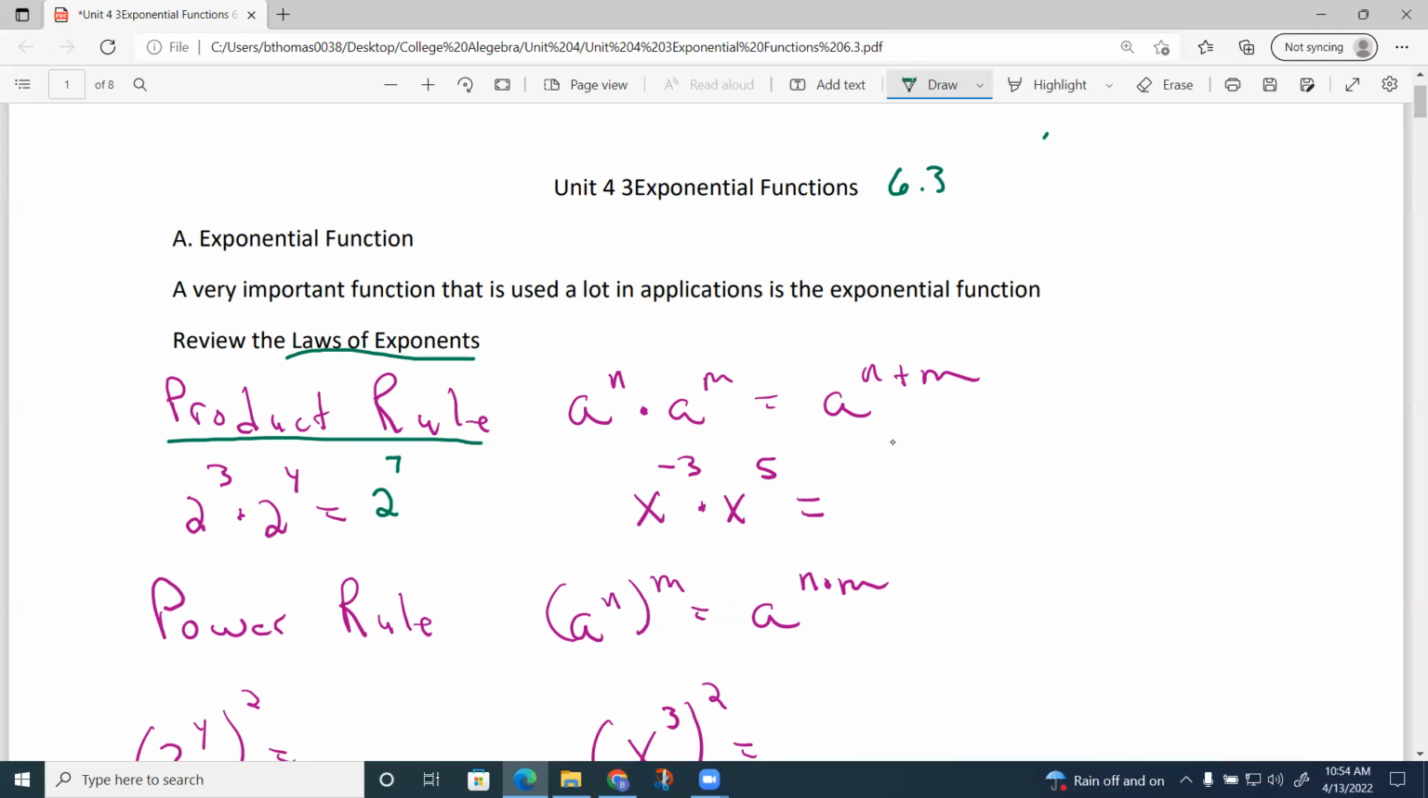Sometimes you don't have to work it all the way out into an actual number, just something that can be used as an equivalency. So if I have x to the third times x to the fifth, we can add those exponents together, keep the base the same, and this will be x to the eighth power.